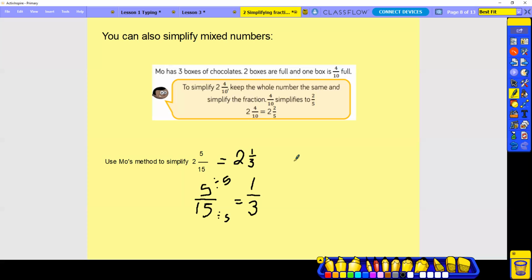You will have some questions, I believe your semicircle questions are like this. So all you have to do, remember, is you just need to ignore the whole number and work on the fraction to simplify, and then put the whole number back on at the end, okay? Because you don't need to do anything to the whole number.